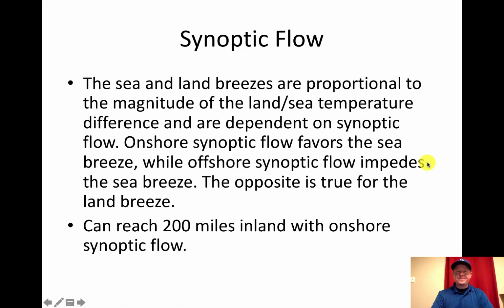All right, so synoptic flow leads into what we just talked about. The sea and land breezes are proportional to the magnitude of the land-sea temperature difference and are dependent on synoptic flow. Onshore synoptic flow favors the sea breeze, while offshore synoptic flow impedes it. All right, so the opposite is true with the land breeze. I've seen some situations, even here on the Gulf Coast, where some of these sea breezes can reach 200 miles inland with onshore synoptic flow. All right. Later on, I'm going to show you a technique to forecast how far inland these lake sea breezes will go.